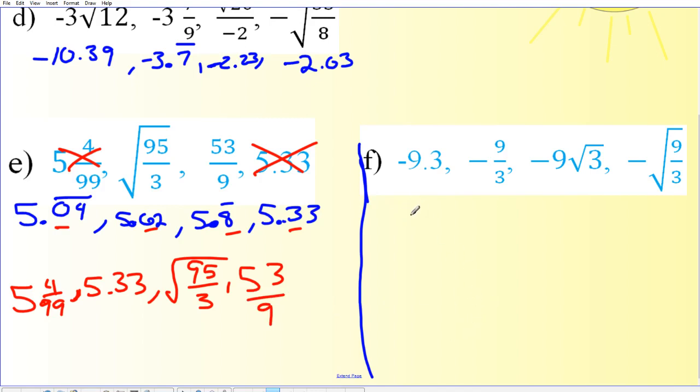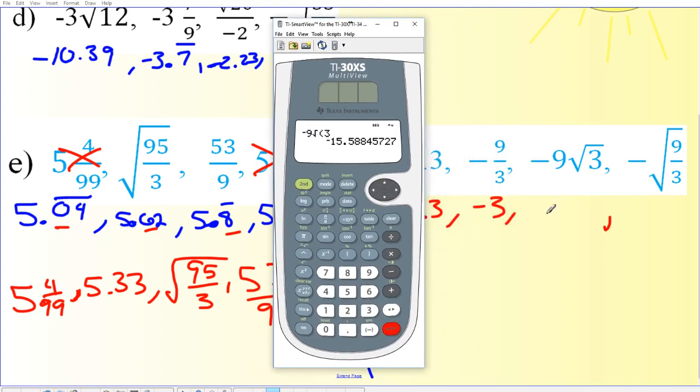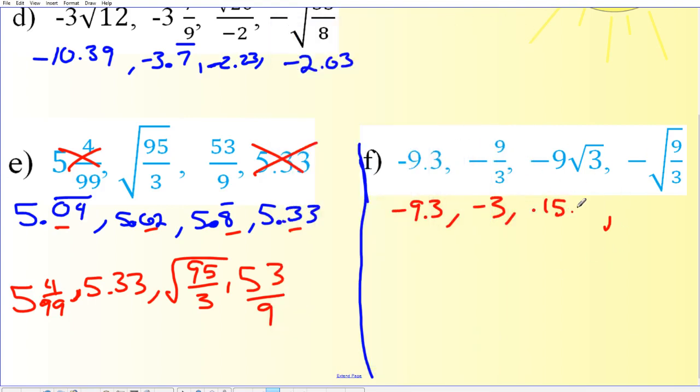Decimals, negatives, negative 9.3, negative 3. I don't know what that is. I don't know what that is either. All right, calculator time. Clear. Negative 9 second square root 3 equals negative 15.5. Negative 15.5.